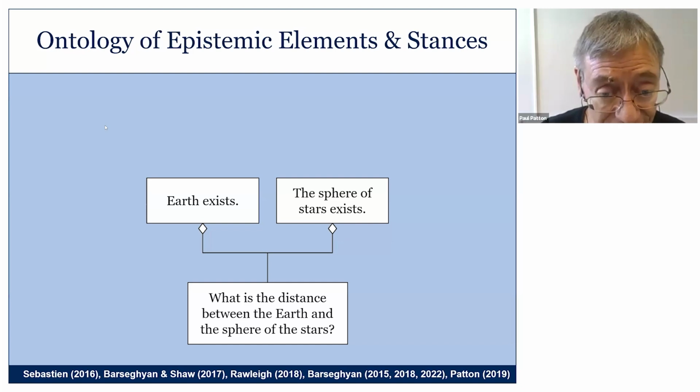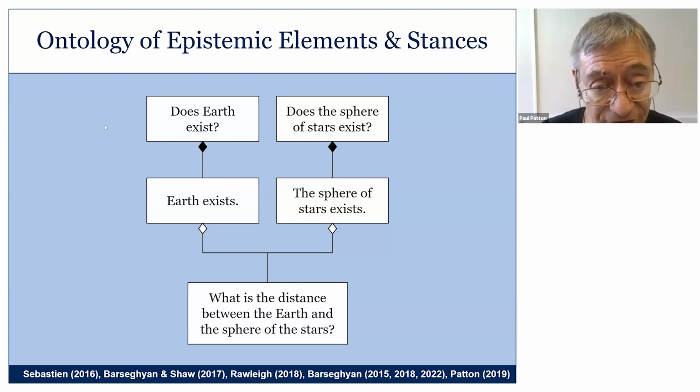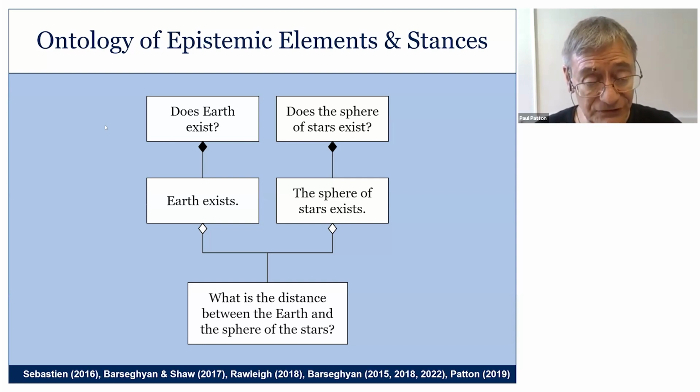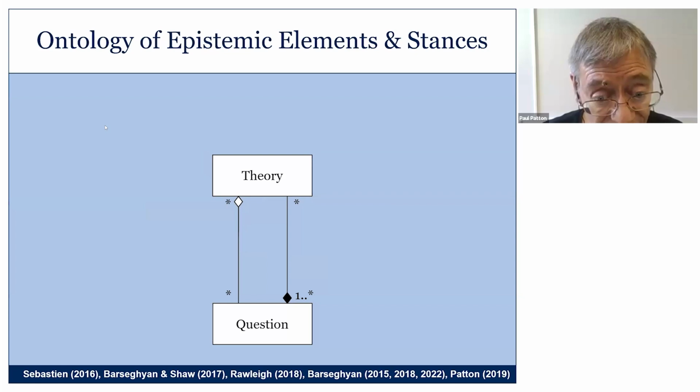And these theories, again, are answers to questions. Does the Earth exist? And does the sphere of the fixed stars exist? Okay. Now, notice then that the theories and questions form a structure, a hierarchy, and we'll talk a bit more in a later talk about the significance of that for identifying scientific disciplines within scientific ontology. So we have theories and questions as our elements.